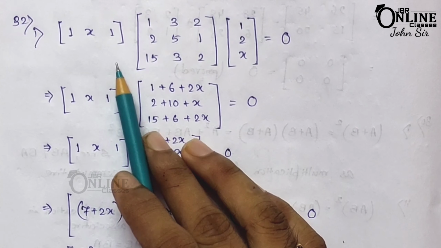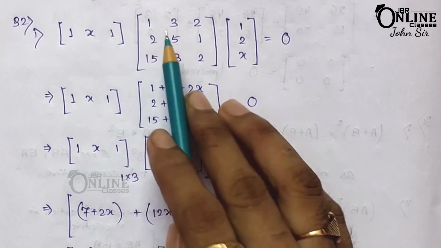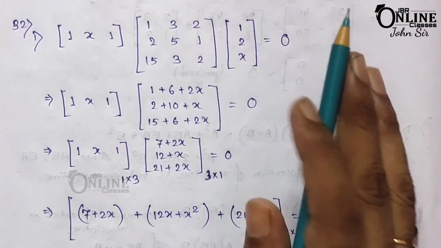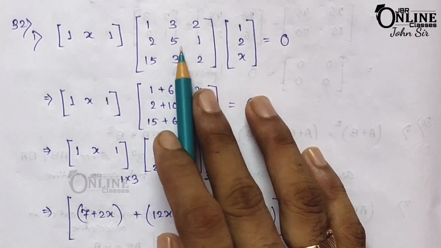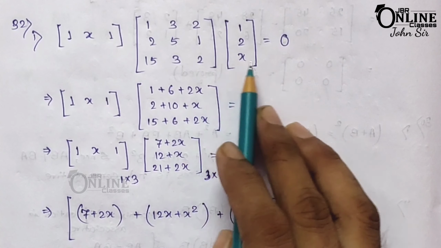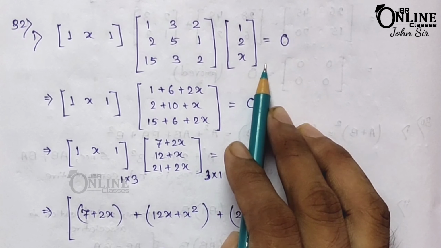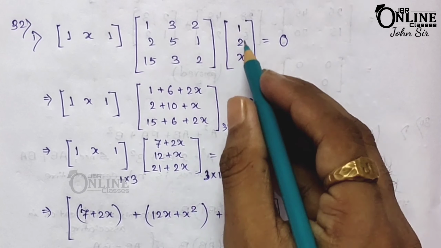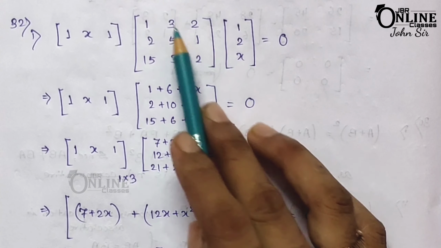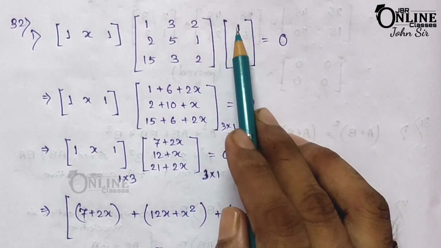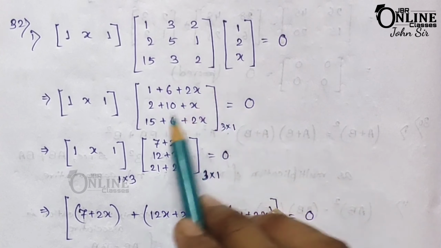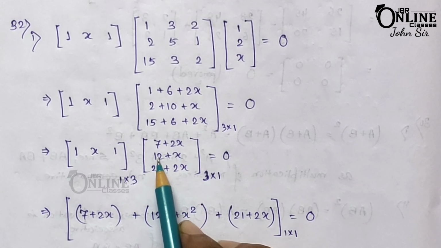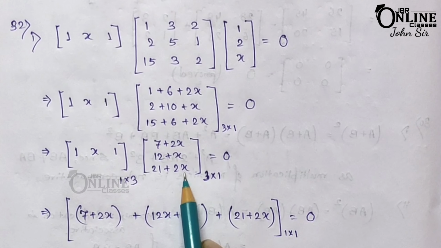Next, sum number 32. So here [1 x 1] times [[1,3,2],[2,5,1],[15,3,2]] times [1,2,x] transposed equals 0. First you have to multiply these two matrices. This one is 3 by 3 and this one is 3 cross 1. So your matrix will be 3 cross 1. Whenever you multiply these matrices, 1 into 1, 2 into 3 and 2 into x. Next one, 1 into 2, 2 into 5, x into x. The same as the last one also. So here 1 x 1, then 7 + 2x, 12 + x and 21 + 2x.